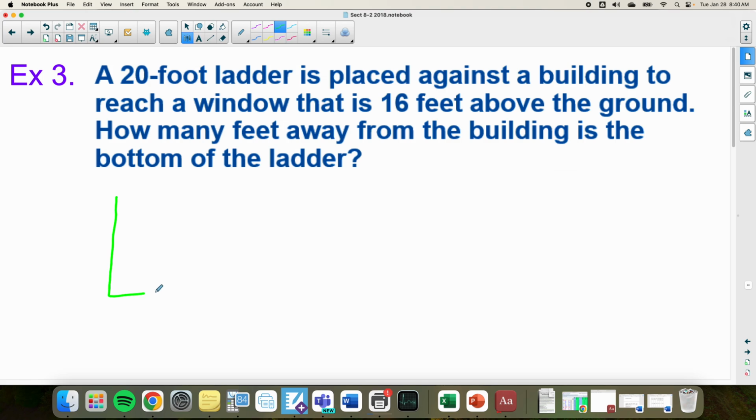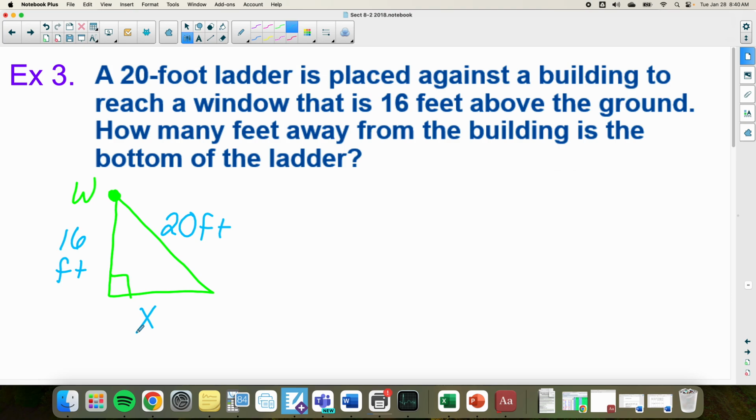So here, they're talking about a 20-foot ladder is placed against a building to reach a window that is 16 feet above the ground. So my window is up here, okay? I'll just say this is the window, all right? The ladder is 20 feet, so that is gonna go right here. And then it says that it reaches a window that's 16 feet above the ground, and we wanna find this, okay?